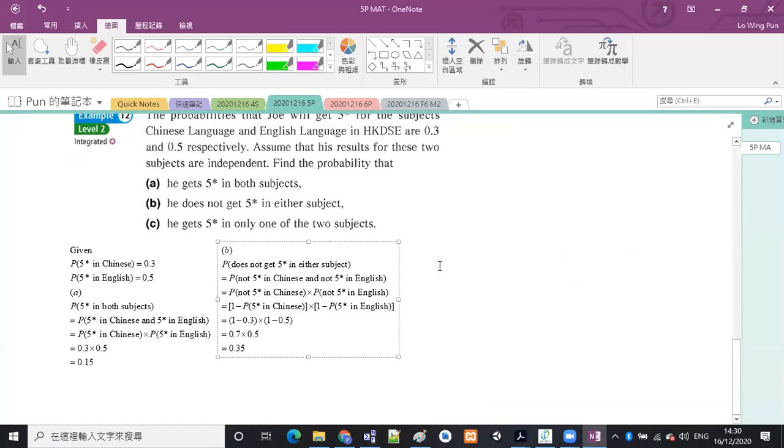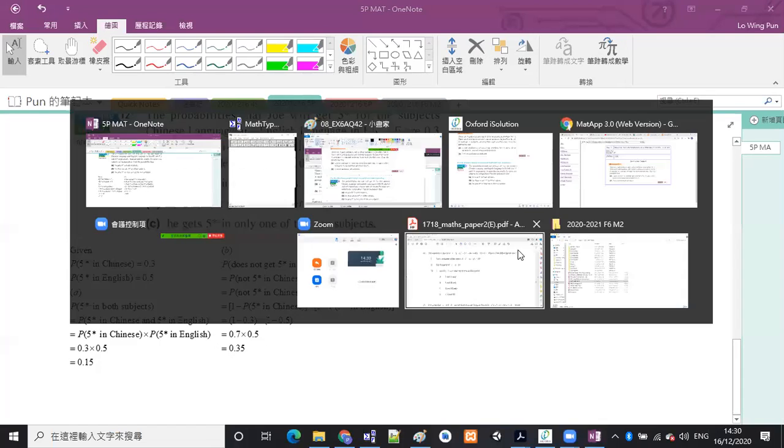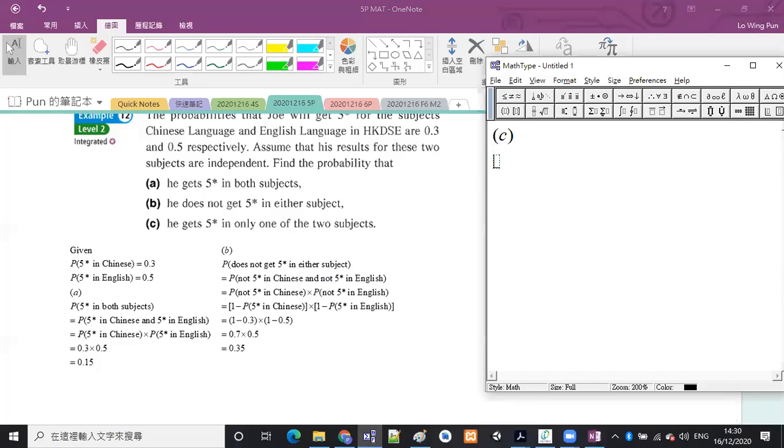Get it? Finally, part C. He gets, so I'm going to find the probability that he gets 5 star in only one of the 2 subjects.